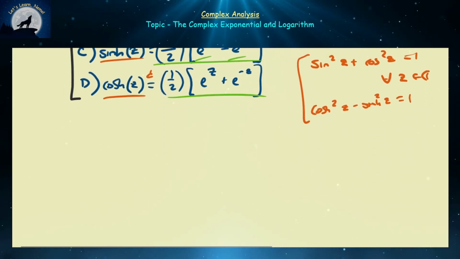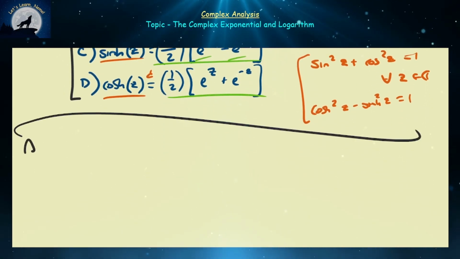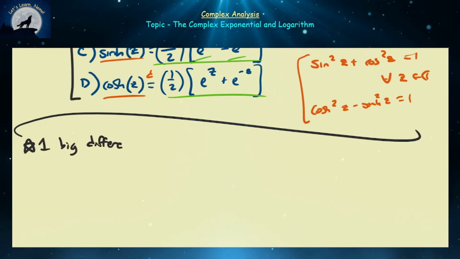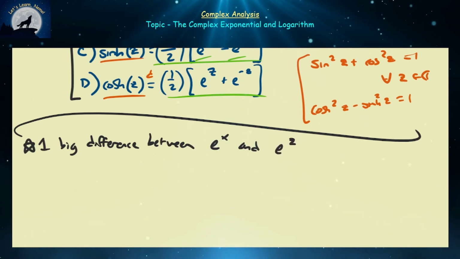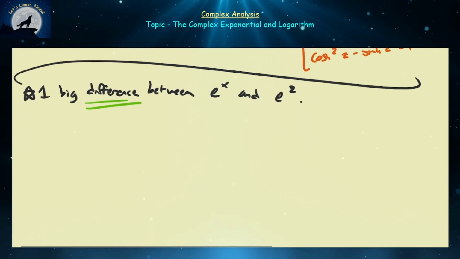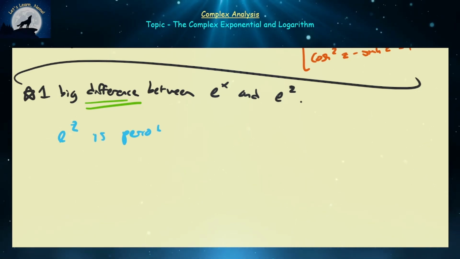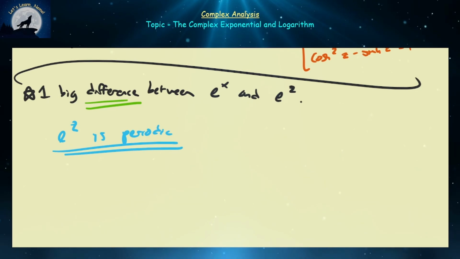Now, I want to bring up one very important property of the exponential. So one very big difference between e to the x and e to the z. So take a guess. What is the biggest difference? Because we have this decomposition of e to the z into a product of e to the x and cosine y plus i sine y. But the biggest difference is that e to the z is periodic. E to the z is a periodic function, just like sine and cosine.